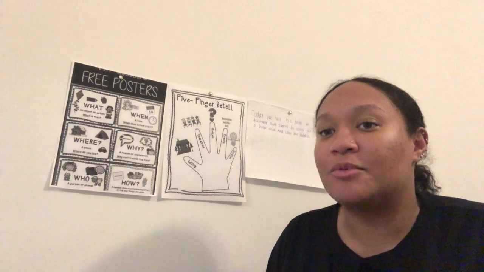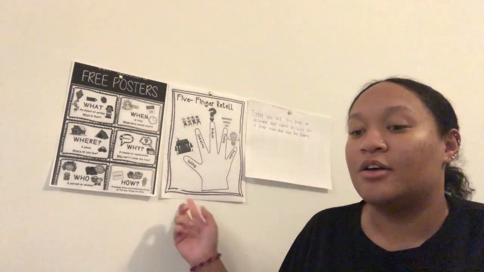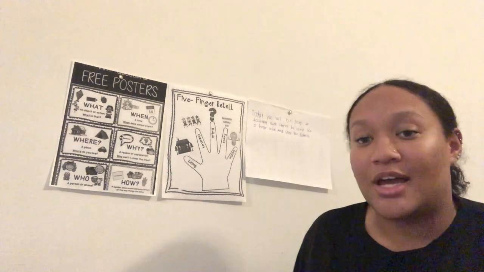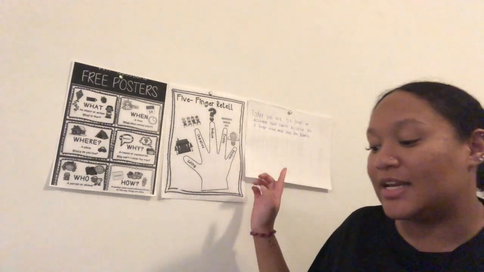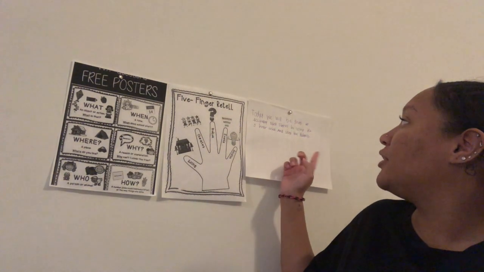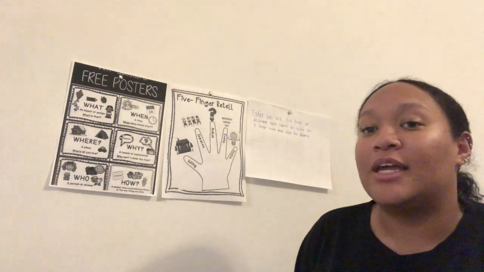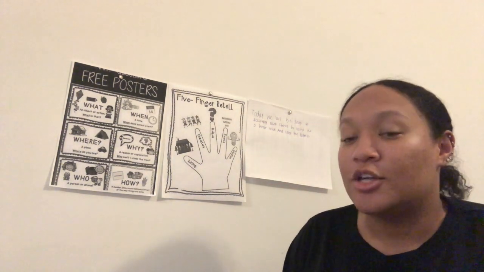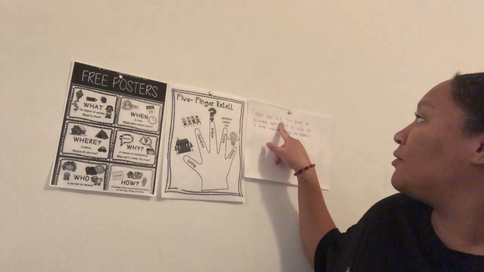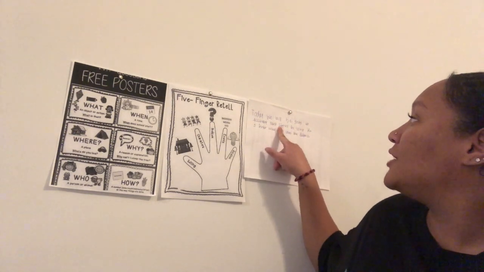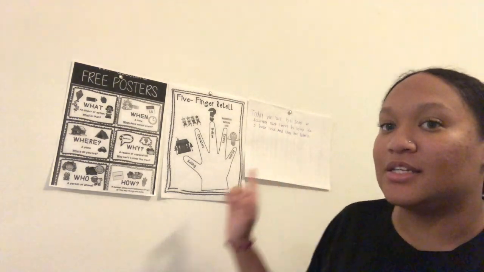So now that we were able to review the question words and the 5-finger retell, I'm just gonna go over the objectives for today. I have it written also right here on the board. It says, today we will be going to accurately retell stories by using the 5-finger retell and making sure to use key details. I want you all to repeat it out loud with me. Today we will be going to accurately retell stories by using the 5-finger retell and using key details.